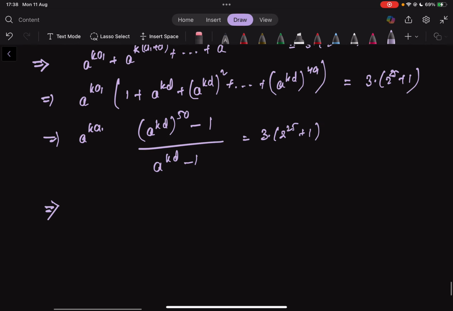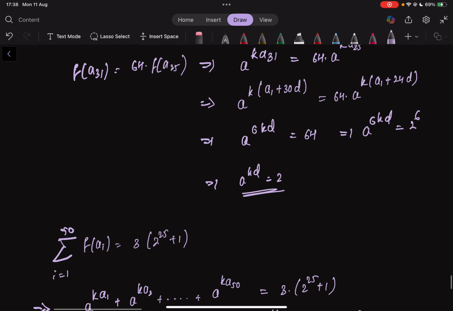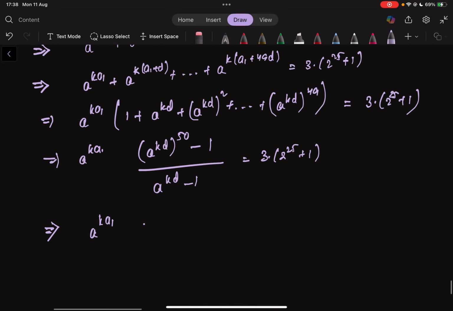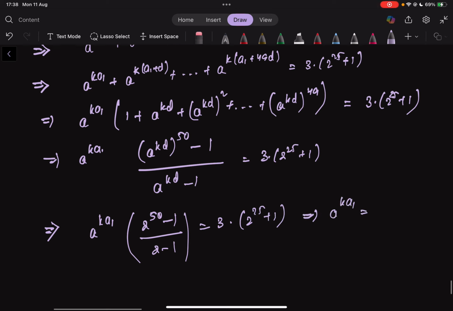So that means a to the power k a1, and we have already got a to the power kd is 2 from the previous equation. So if I substitute that, 2 to the power 50 minus 1 by 2 minus 1 is equal to 3 times 2 to the power 25 plus 1. So that means a to the power k a1 is 3 by 2 to the power 25 minus 1.